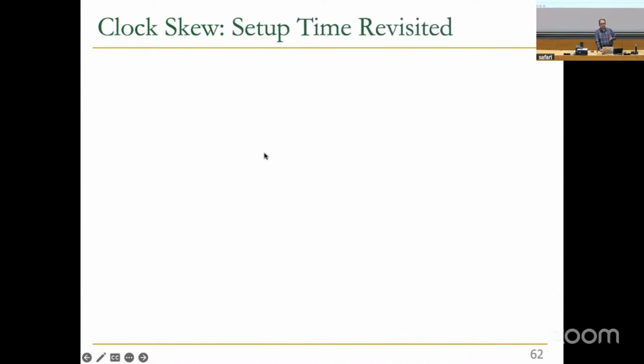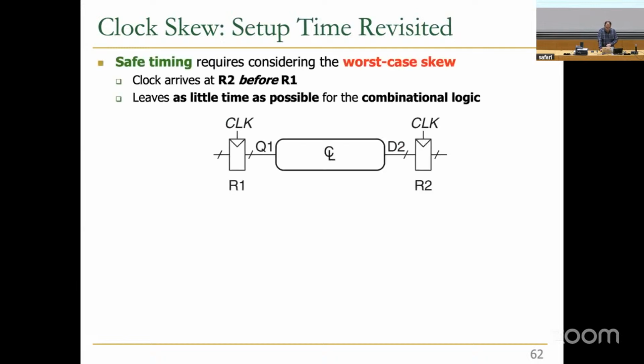So now we need to revisit setup time and hold time while we have clock skews. For setup time, the clock can arrive at register 2 before register 1, meaning that register 2 would see the rising edge of the clock earlier than register 1. Why is that important? It's important because your setup time now needs to be increased.